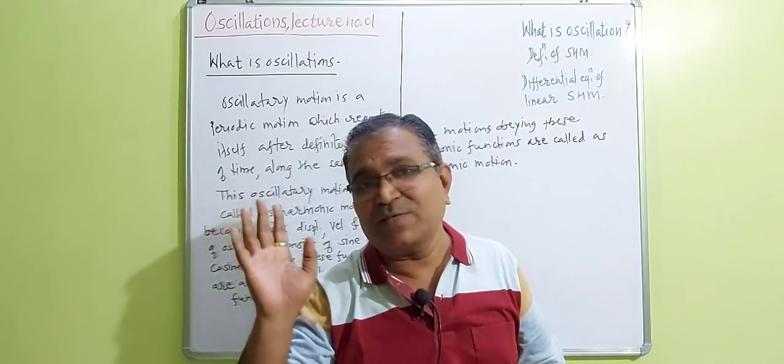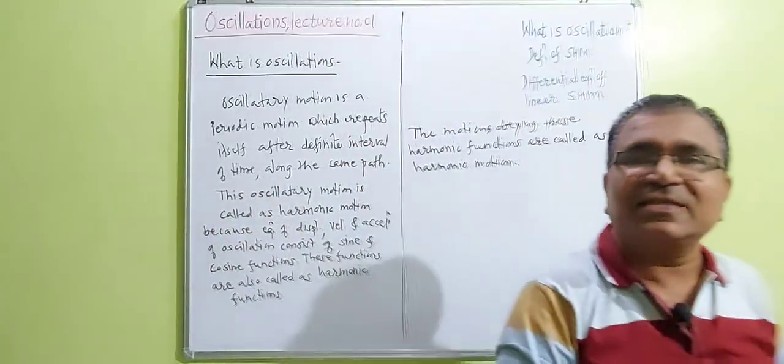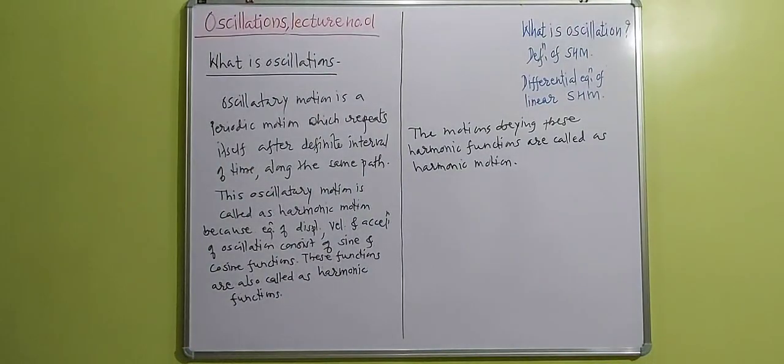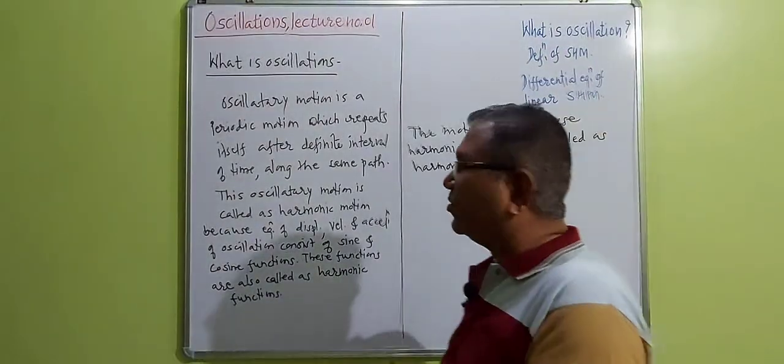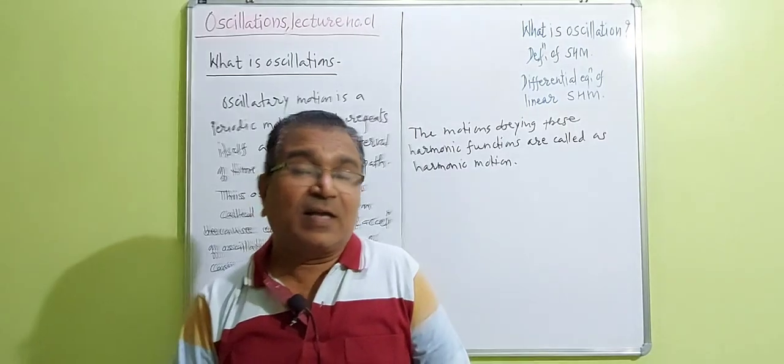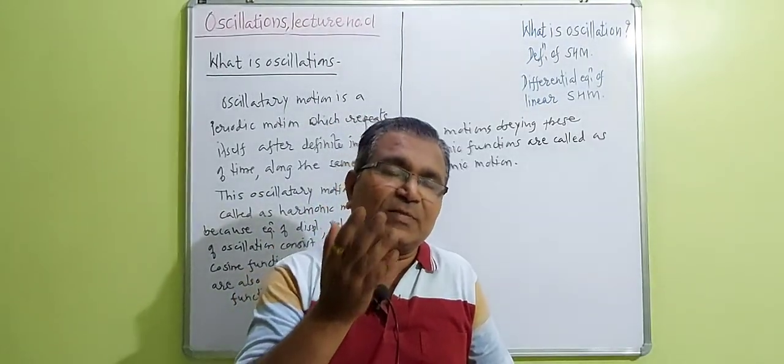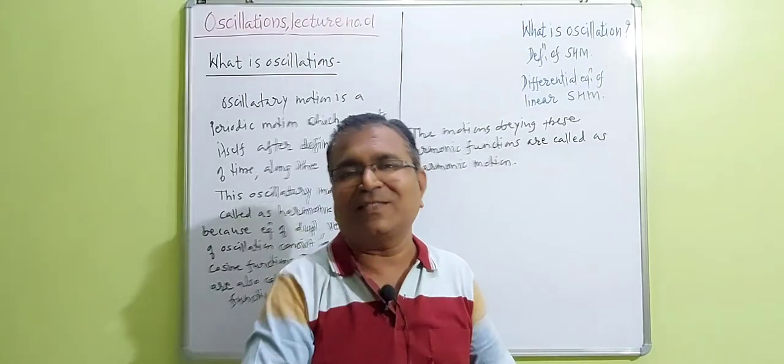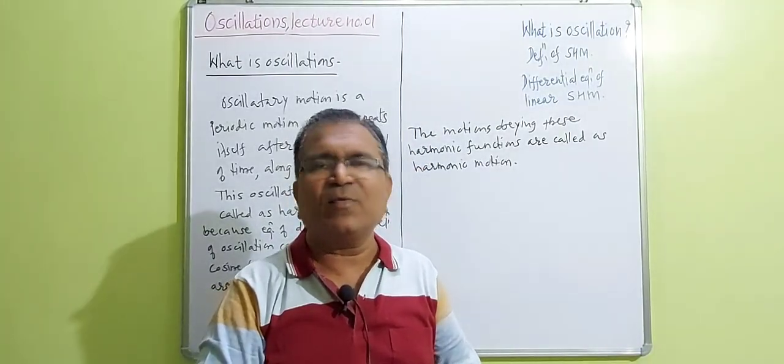So take a screenshot at first, then we will proceed further. What is oscillation? Oscillatory motion is a periodic motion which repeats itself after a definite interval of time along the same path. This oscillatory motion is called harmonic motion because the equations of displacement, velocity and acceleration of oscillation consist of sine and cosine functions. These functions are called harmonic functions, and the motion obeying these harmonic functions, we call harmonic motions.